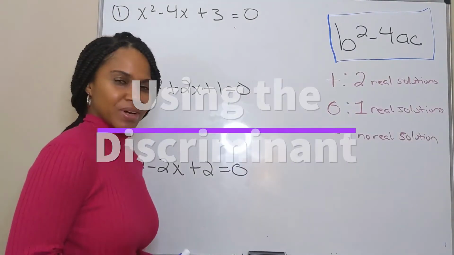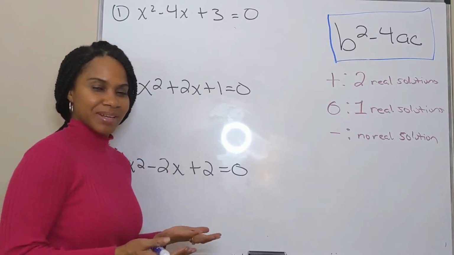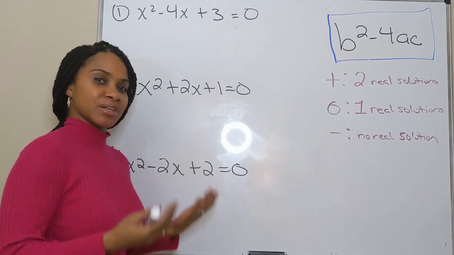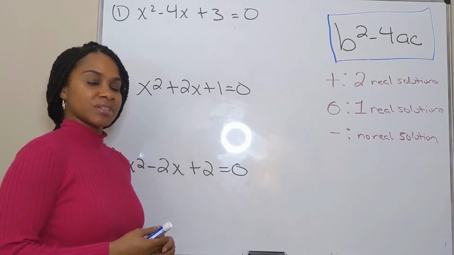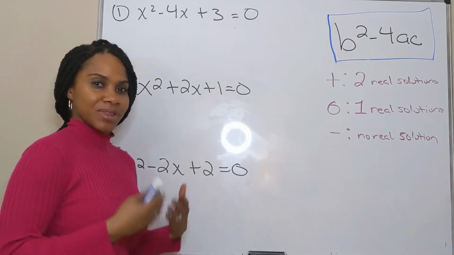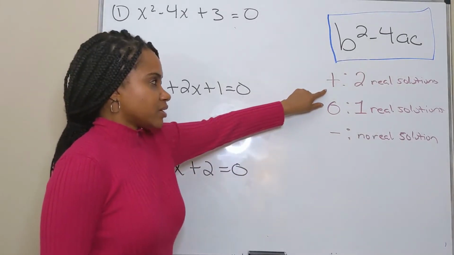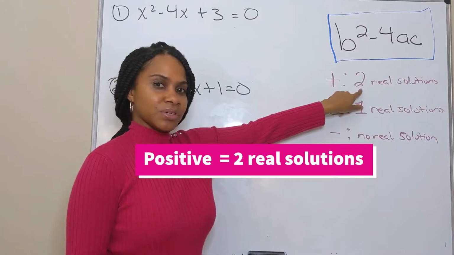Alright, so in this video, we're going to learn how to use the discriminant. Now, what do we use the discriminant for? Well, we use it to find out how many solutions we would get if we were to solve a quadratic equation without solving it. Alright, so if we get a positive answer, then we would have two real solutions.